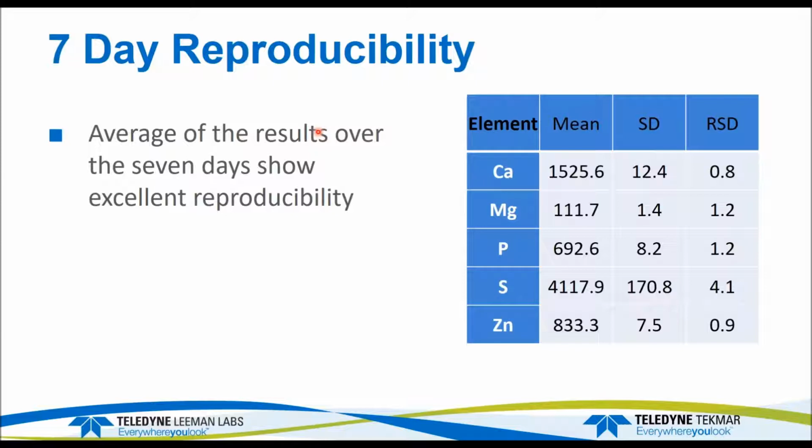Then if we average the results over the 7 days, you can see they're all right around 1%, the worst one being sulfur, which was about 4%, but still well within the variability that the end user wanted.